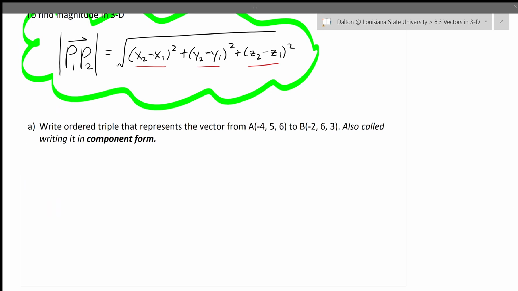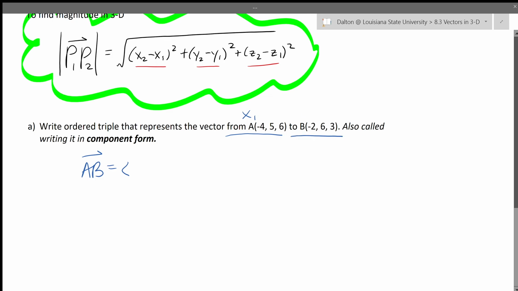Essentially, you're going to create your vector AB, and it's going to equal your x2 minus x1, y2 minus y1, and so on. So the thing to remember is from point A, that's going to be your first point. So that one is called x1, y1, z1, to point B, that one's going to be x2, y2, z2. Okay, so when we subtract, we're going to do x2 minus x1. So it's going to be -2 minus -4 for the x's, 6 minus 5 for the y's, 3 minus 6 for the z's.